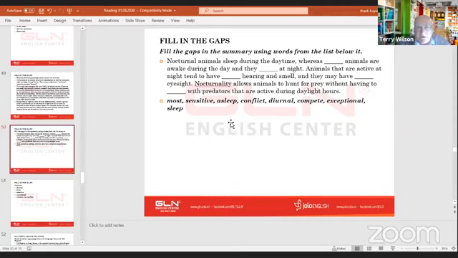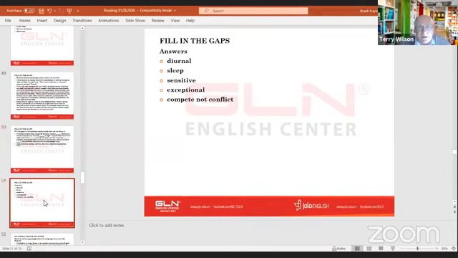And then we're looking for a verb to finish. So we have two verbs. We have conflict and compete. So I would say that compete is probably the best verb here to fit with the answer. So to finish, those are the answers.